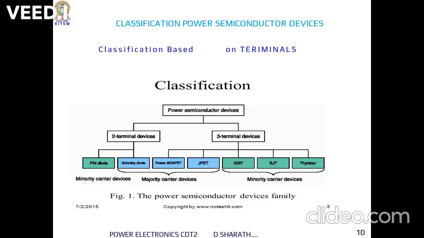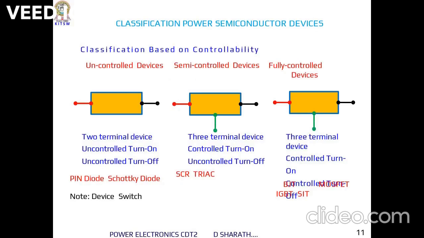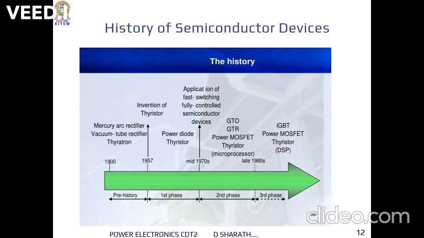Coming to classification based on terminals, there are two-terminal devices and three-terminal devices. The PN diode and Schottky diode come under two-terminal devices, and MOSFET, JFET, IGBT, UJT, and thyristor come under three-terminal devices. Based on controllability, power semiconductor devices are classified into three types: uncontrolled, semi-controlled, and fully controlled. Diodes are uncontrolled; thyristors are controlled turn on and uncontrolled turn off; and fully controlled devices have controlled turn on and controlled turn off.